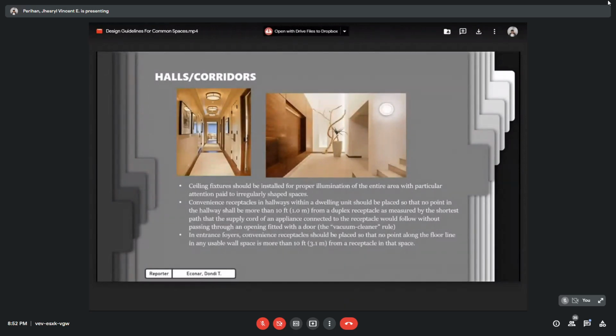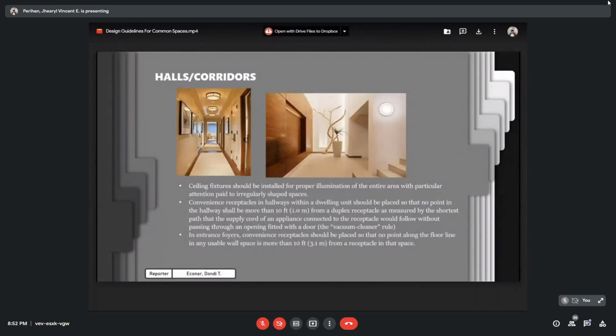Convenience receptacles in hallways within a dwelling unit should be placed so that no point in the hallway shall be more than 10 feet or 3 meters from a duplex receptacle, as measured by the shortest path that the supply cord of an appliance connected to the receptacle would follow without passing through an opening fitted with a door, or the vacuum cleaner rule.